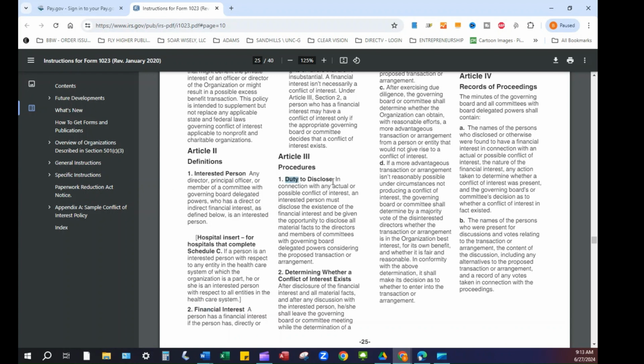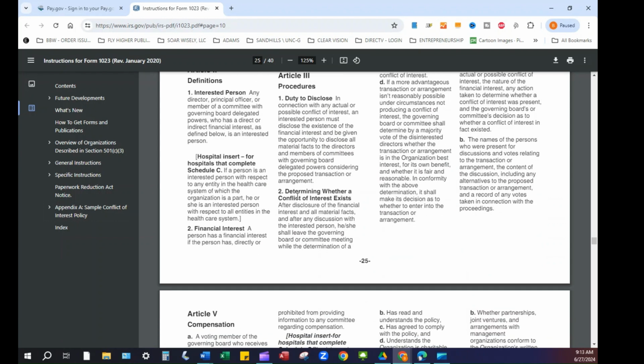So, you have a duty to disclose. Beatrice would have to say, I need to call a meeting because I have to disclose that I own a pet grooming service and I've put my bid in to service the pets for the organization that I'm an executive director with. So I have to disclose that.